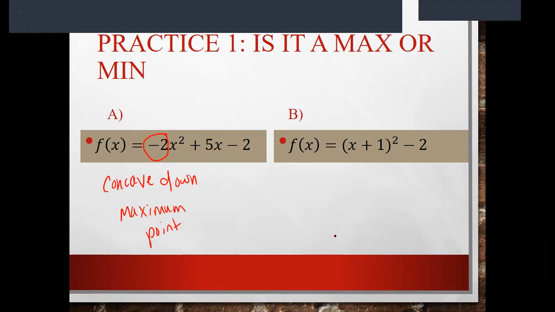Okay, practice 1B. What's happening there? Perfect. And that's because Casper the friendly 1, right? If there's no visible a, then we know it's a positive 1. So it's going to be concave up, and it's going to have a minimum point. Cool? Any hesitations with identifying maximum and minimum?